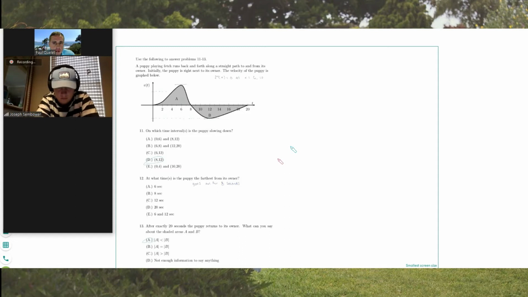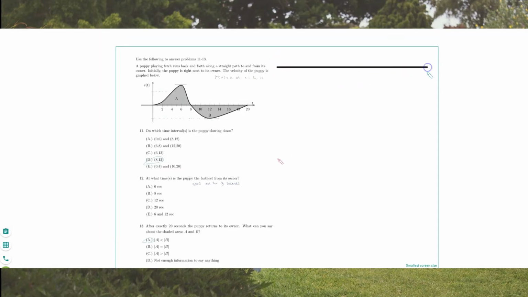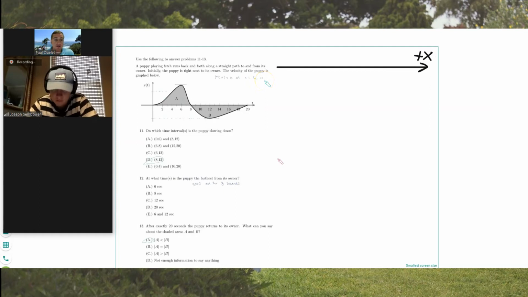If the puppy's slowing down, what's happening to the velocity? When the puppy is slowing down, what that means is if the velocity is in one direction, the acceleration is in the other direction. Let's say the puppy is moving to the right. So imagine that if the puppy is moving away from the owner, we could imagine there could be some x-axis here, to the right. So if the puppy is moving away from the owner, that's in the positive x direction.